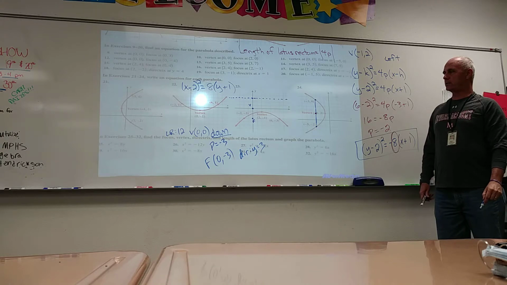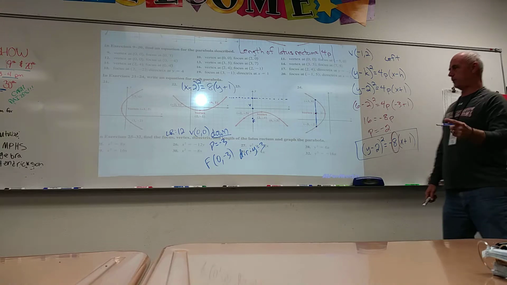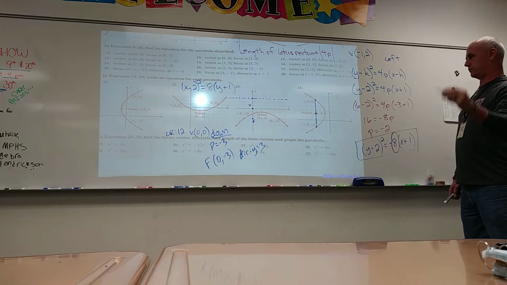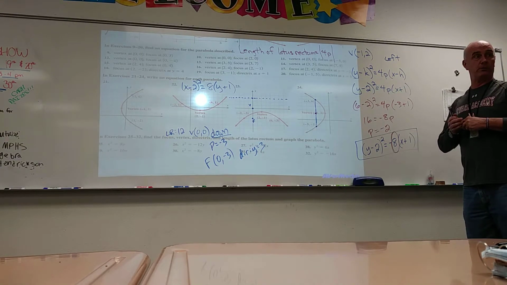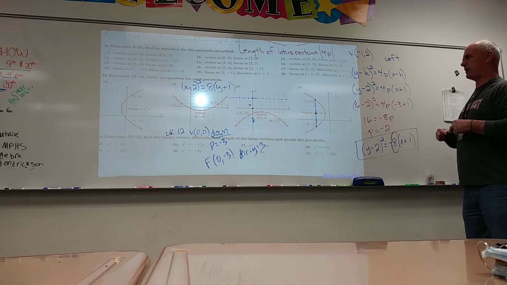Have we found all the things they want us to find? The focus, the vertex, the directrix, and the length of the latus rectum. We got all that. So now the last thing we have to do is graph it. How do we graph it? You can find 2 points.